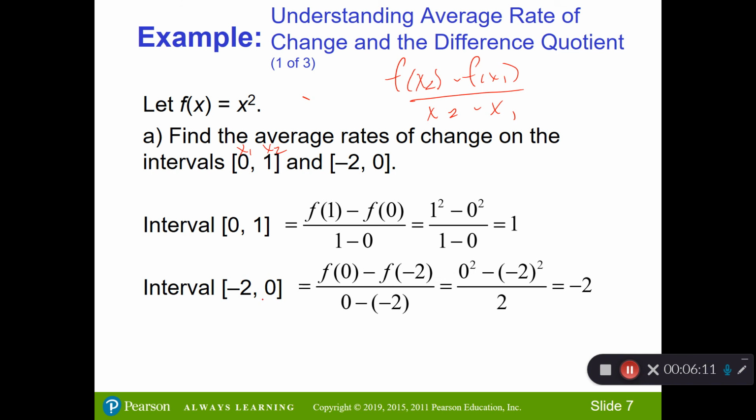Now let's do the same thing over the second interval. That would be f of 0 minus f of negative 2 over 0 minus negative 2, or 0 squared, plugging in here, minus negative 2 squared, plugging in here, over, that would be a positive 2. So that's a negative up front, positive 4. So minus 4 over 2 is a negative 2. Okay, so our average rate of change over the first interval is a 1. Our average rate of change over the second interval is a negative 2.